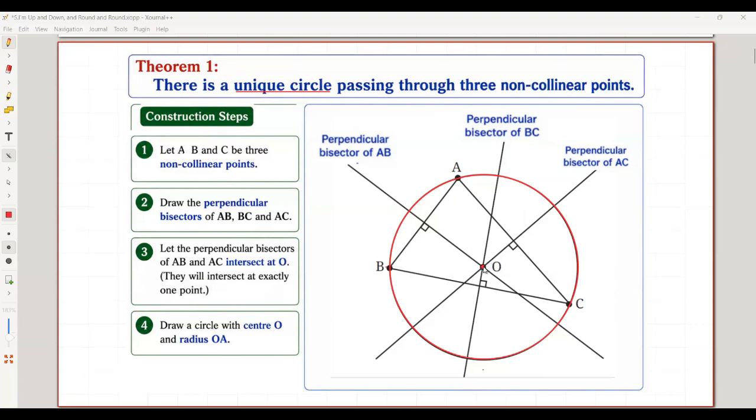By using this O as the center and OA as the radius, we can draw the circle. This circle is nothing but the circumcircle. Based on this, we'll have our first exercise, how to draw the circumcircle. I'll be explaining one by one.